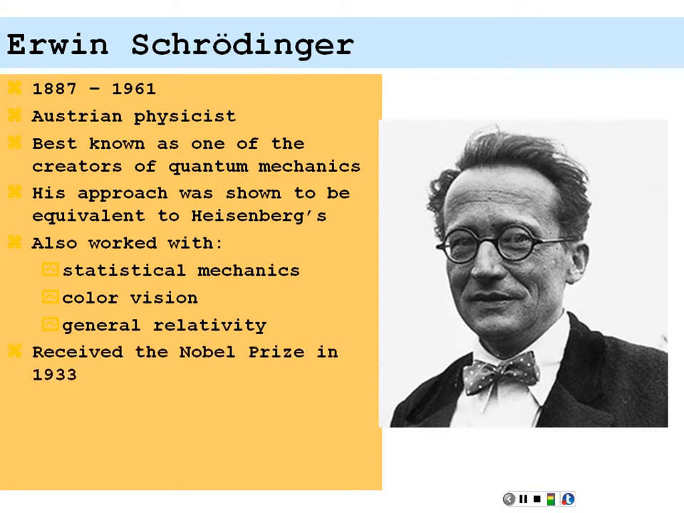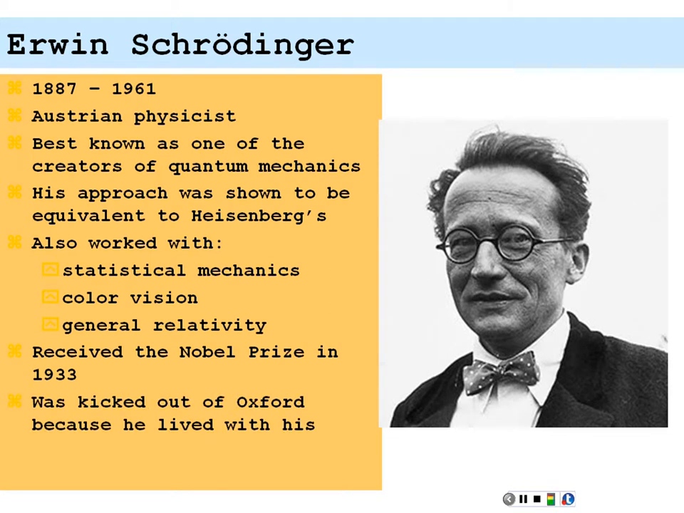He received the Nobel Prize in 1933, and he was kicked out of Oxford because he lived with his wife and his mistress. A lot of times I give you information that may not be true, but this actually is true. Kicked out of Oxford because he lived with his wife and his mistress in the same place. You might have said, at least from his perspective, that he was in a superposition of undefined states.